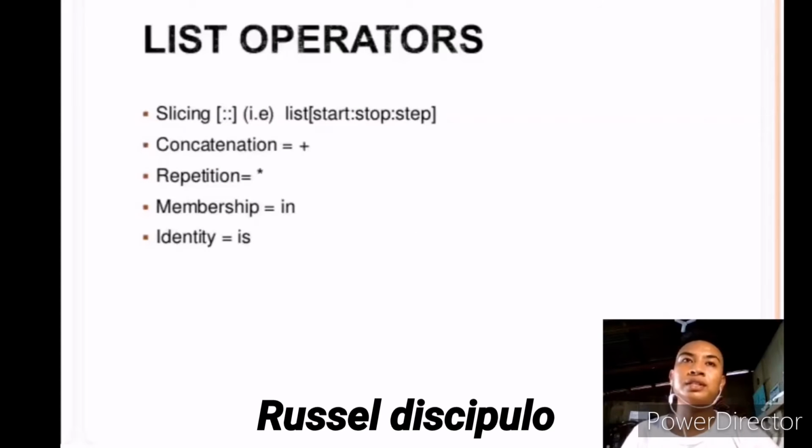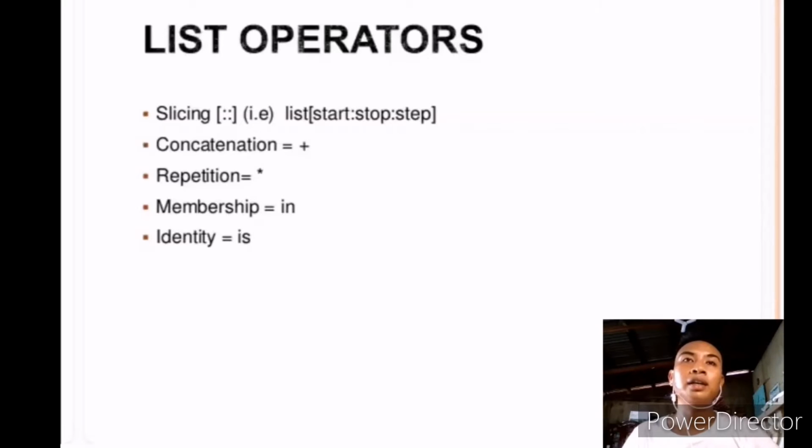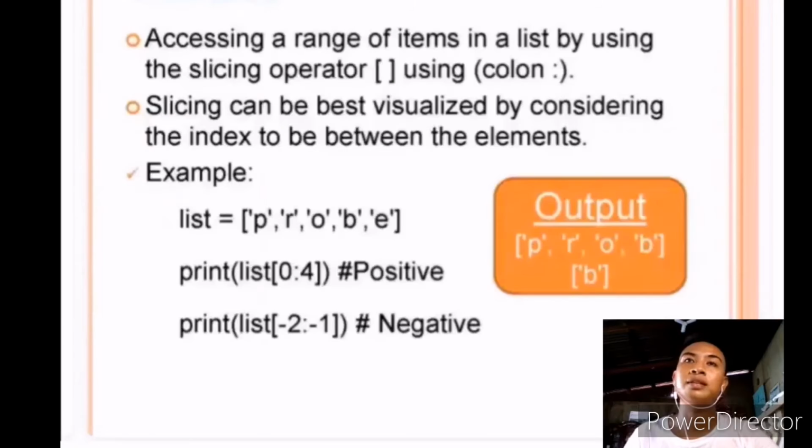List operators: slicing, double colon, [ ], i.e. list[start:stop:step]. Concatenation is equal to +, repetition is equal to *, membership is equal to in, identity is equal to is. Slice list: accessing a range of items in a list by using the slicing operator [ ] using colon. Slicing can be best visualized by considering the index to be between the elements.